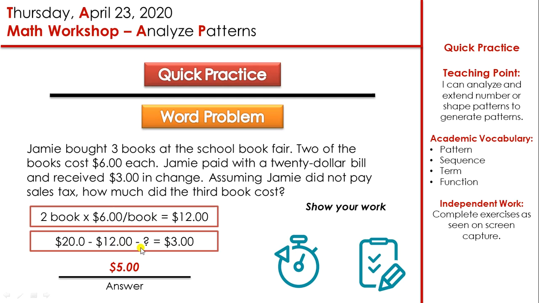that are equal to 2 books. And since I don't know how much money I spent on the third one, then I will use something that represents that unknown quantity. In this case, I use a question mark. And everything will be equal to $3. Why 3? Because it says that he paid with a $20 bill and he got $3 back in change, right? So when I solve this equation right here, I will find that the missing amount that will balance my equation to $3 on every side will be $5.